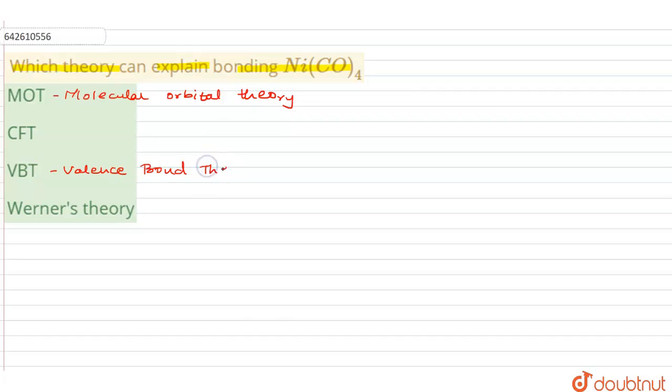Whereas CFT is your crystal field theory, and crystal field theory as well as Werner's theory is a part of coordination compounds. In case of CFT, in fact it's a mixture of coordination compounds and the d-block elements, where we have learned it to a larger extent. In this case, we would be talking about nickel tetracarbonyl, Ni(CO)4.